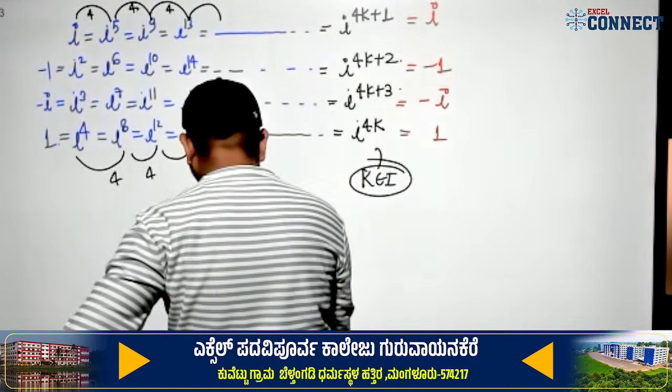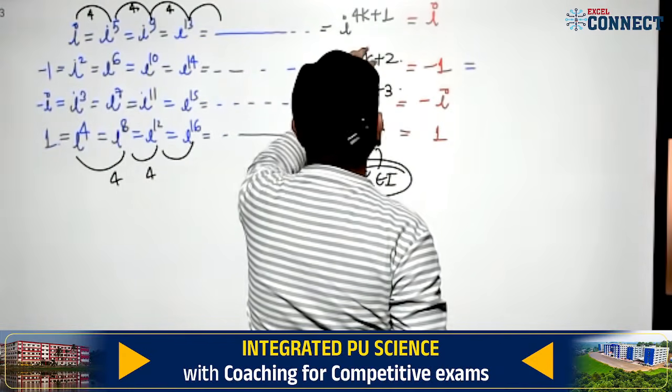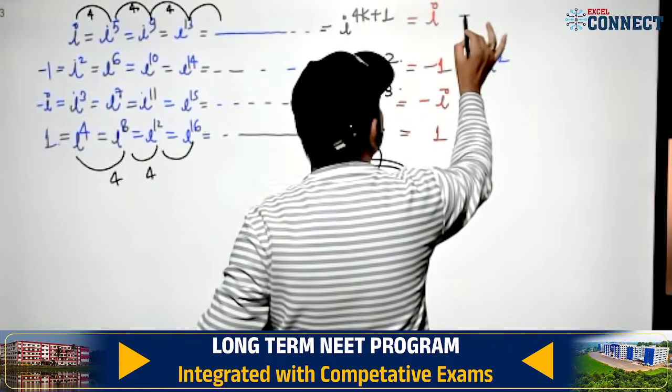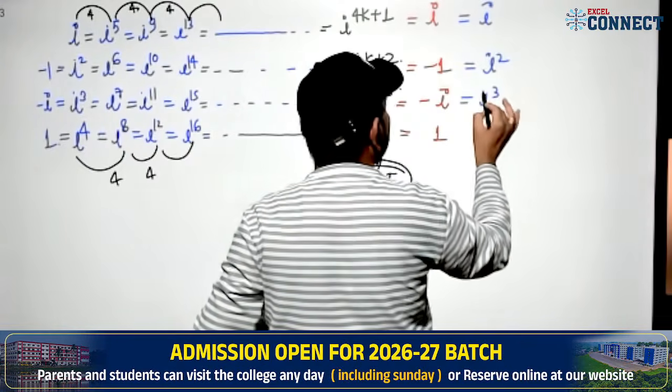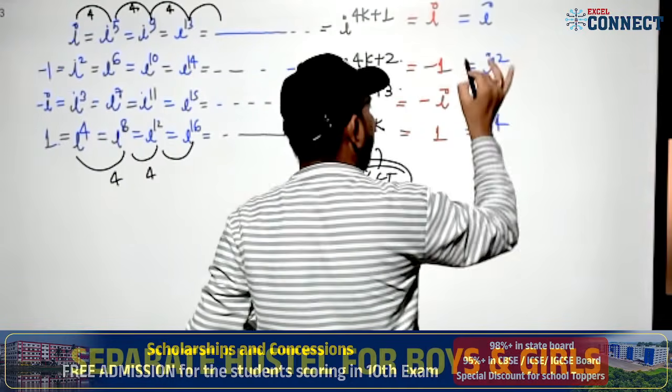Or you can say it in another way. This is actually i power, i square format. Yes, i square format. This is the i format, and this one is the i to the power 4 format. i cube is equal to minus i. And what is this? i power 4 is 1.